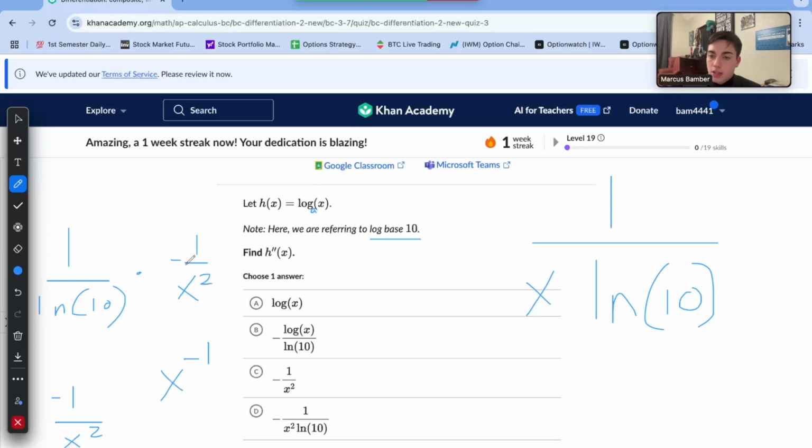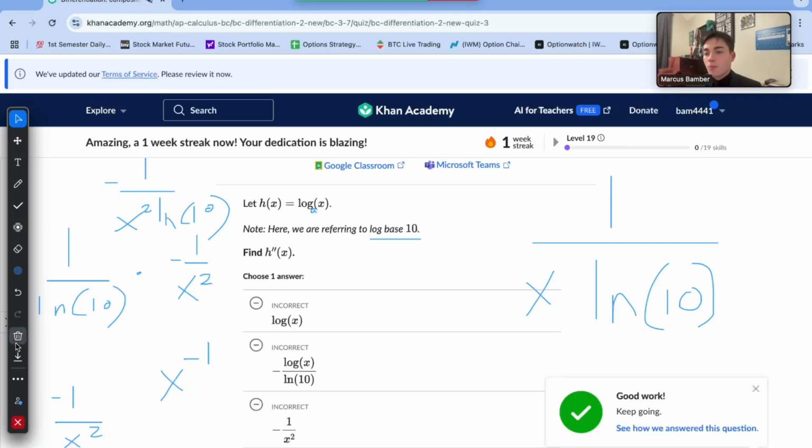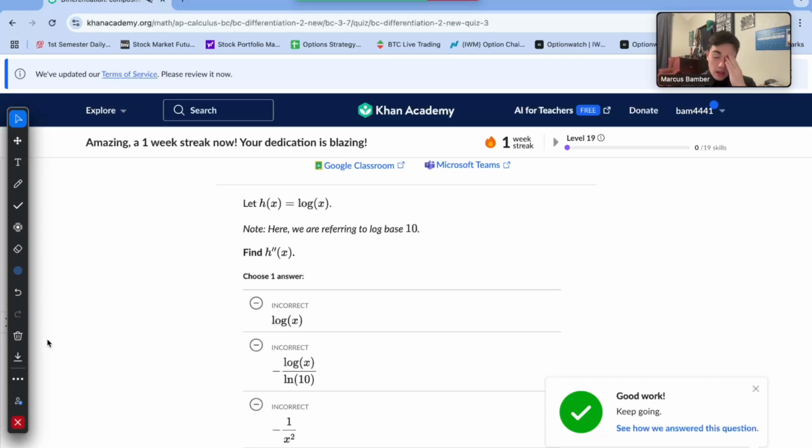And now we can just multiply. 1 times -1 is -1. And then we're going to have x squared ln of 10, natural log of 10, in our denominator. So that means answer choice D is correct, finding the second order derivative of the log of x. And that is the final correct answer with this question. More simple. We were just using a little bit of our complex differentiation knowledge and doing that twice over, and also referring back to the definition of the derivative that we learned in Unit 1.